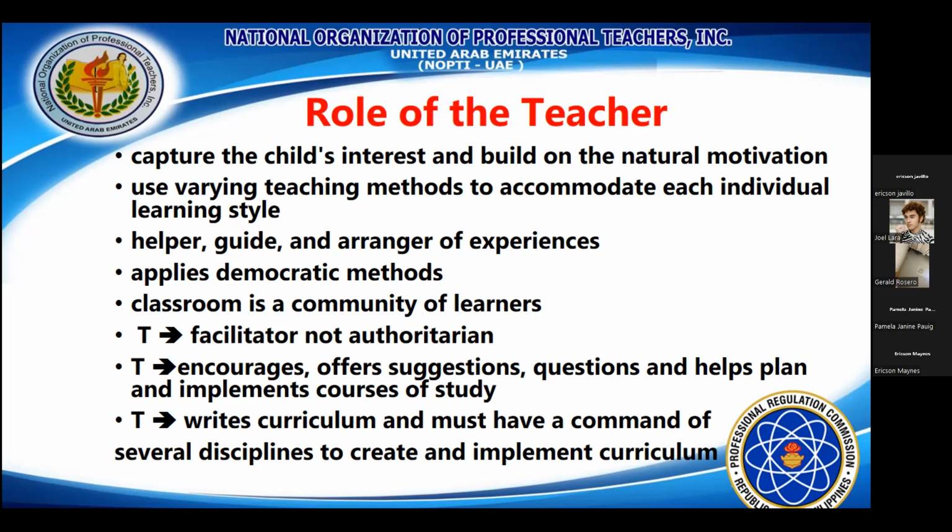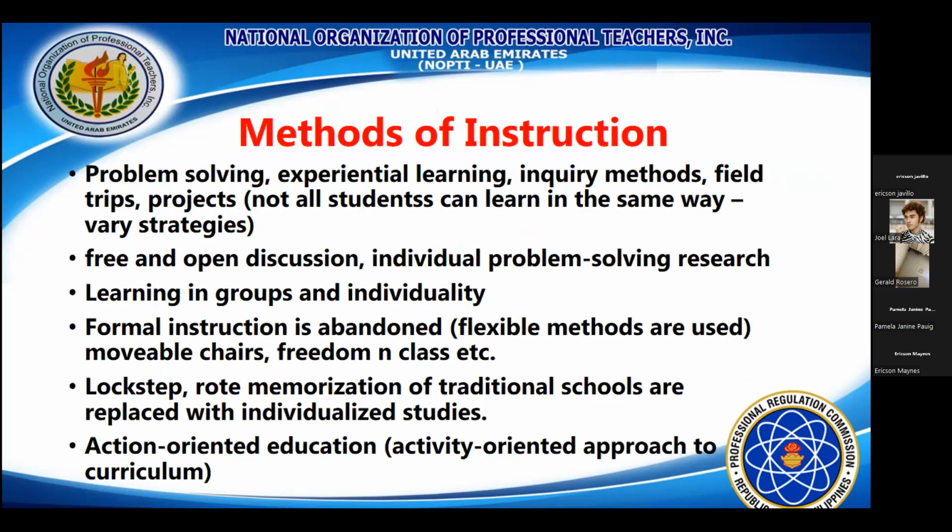So, as a facilitator, the teacher encourages, offers suggestions, questions, and helps plan and implement courses of study. Hindi siya authoritarian. The teacher writes curriculum and must have a command of several disciplines to create and implement the curriculum. So, yun yung role ng teacher.